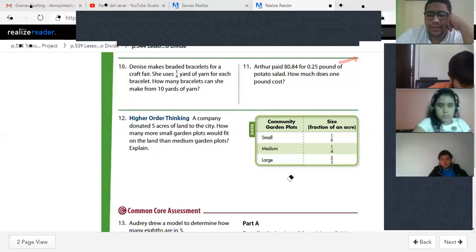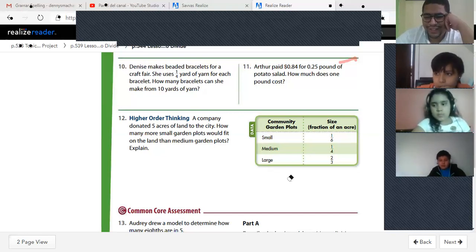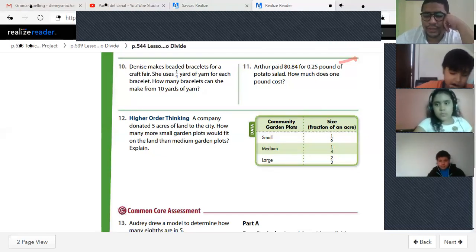How many more small garden plots would fit in the land than medium garden plots? 10? 30? 15? Okay, guys, good job. 20. Excellent, guys.